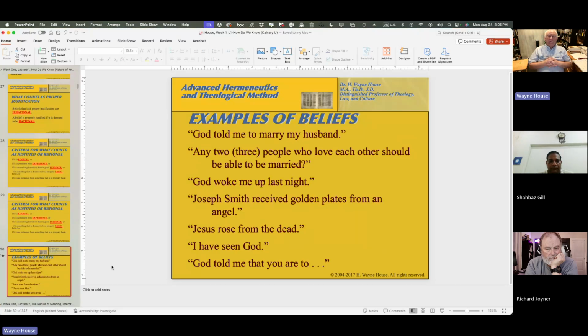Now, here's an example of some beliefs that I would suggest not to have happen. God told me to marry my husband. I don't know if God's in that business or not. I suppose it's a possibility, but I read a book by a guy whose name will go unmentioned, who taught at a school up in the area of Minnesota, and he would sort of function under this idea that you're going to get this kind of direct information from God. I suppose it's possible, but it's not as likely. Any two or three people who love each other should be able to be married.